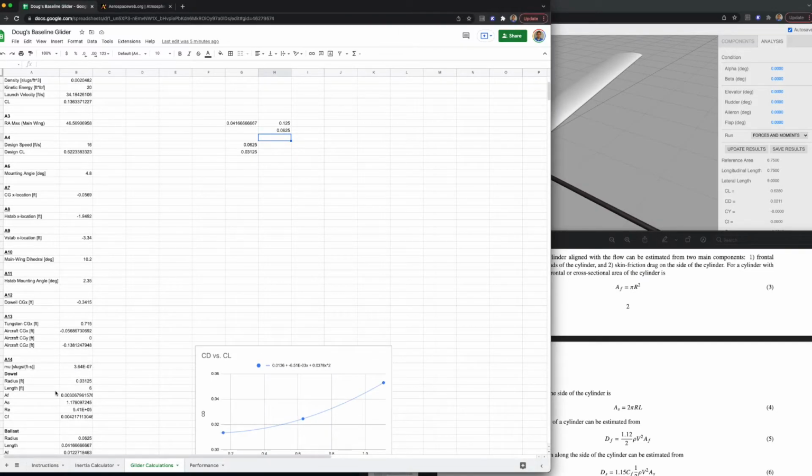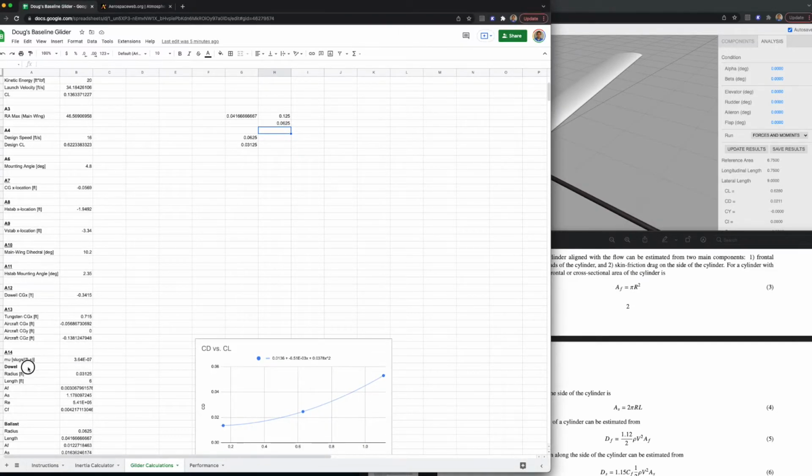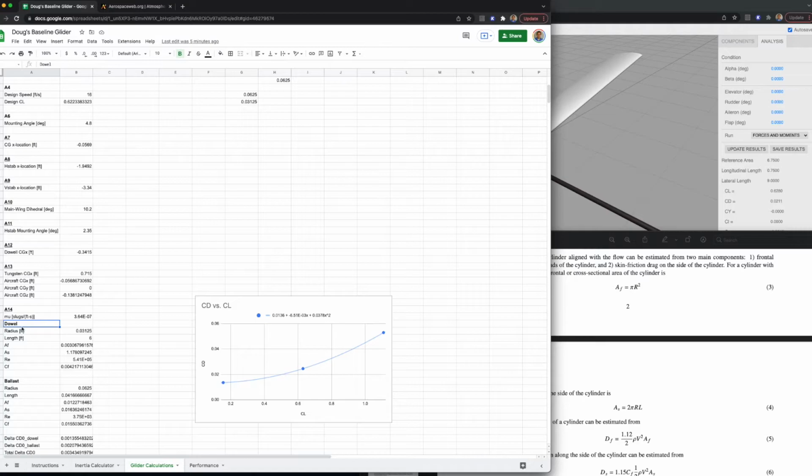Okay, so I've walked through this here. So here's the dowel. We've got a radius of 0.03125 feet, and a length of 6 feet. And so the frontal area that I get is this right here, and the surface area is this. All I've done is type in these equations, pi r squared, and then 2 pi r times L.